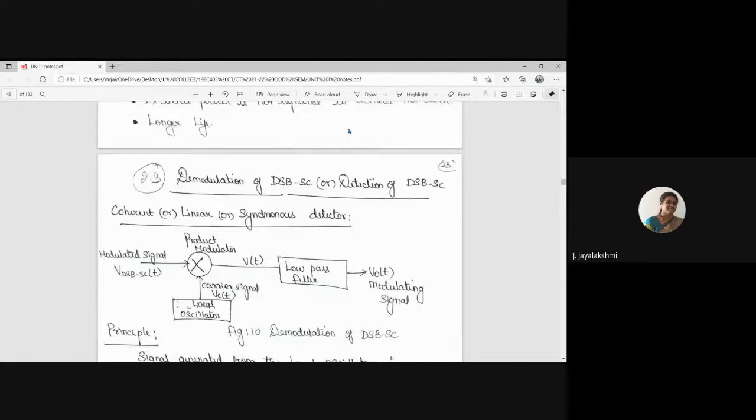Techniques by which you can generate an AM signal. So how are you going to generate an AM signal? Different types of AM signals are generated. For example, we have seen three types of modulation techniques of AM, that is double sideband full carrier, double sideband suppressed carrier, and single sideband suppressed carrier.